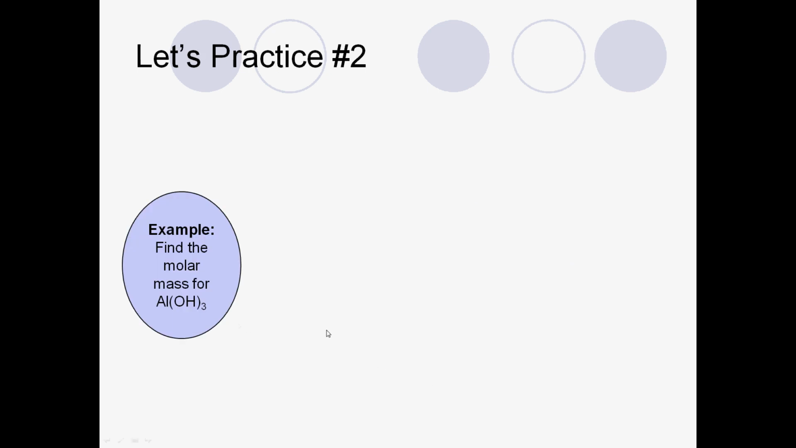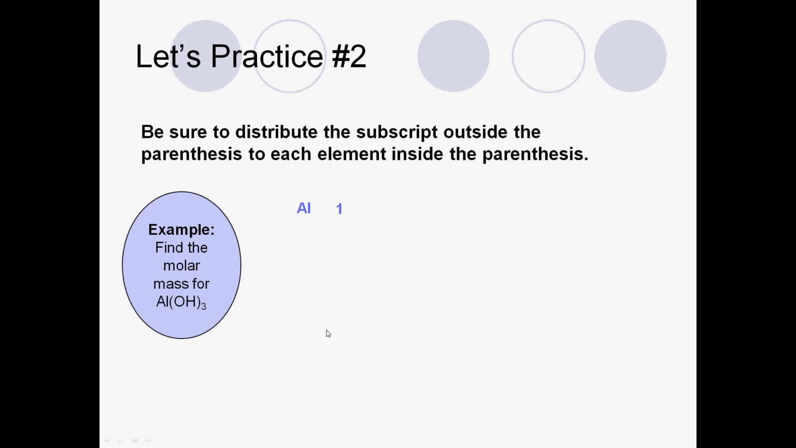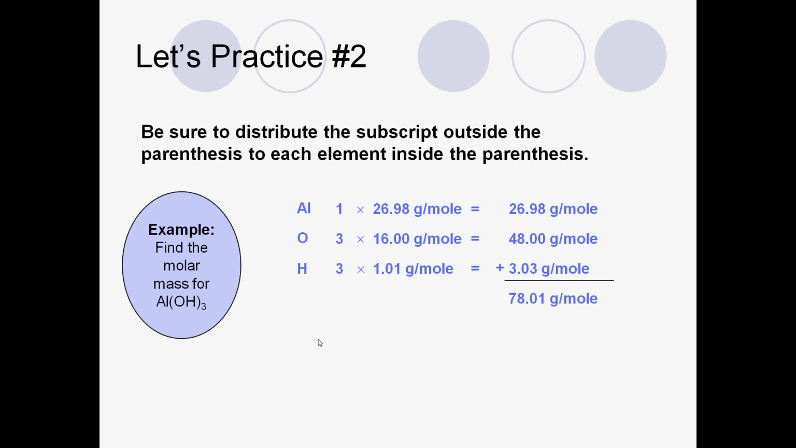So how do we find the molar mass for aluminum hydroxide? Same way. There's 1 aluminum, and here there's a 3 outside our parentheses, so we have 3 oxygens and 3 hydrogens. Look up those masses off the periodic table, do our multiplication, add those 3 up together, and we get 78.01 grams per mole.